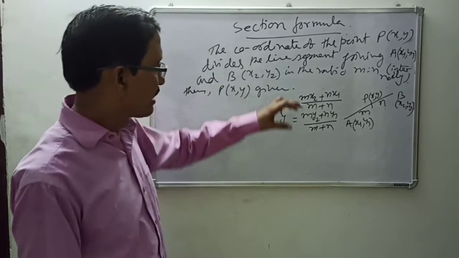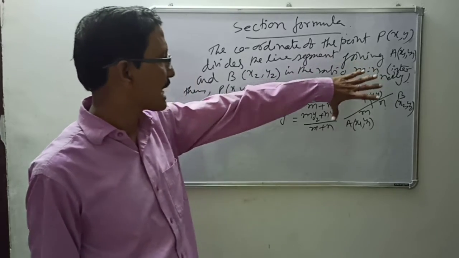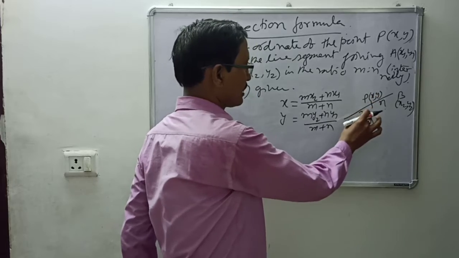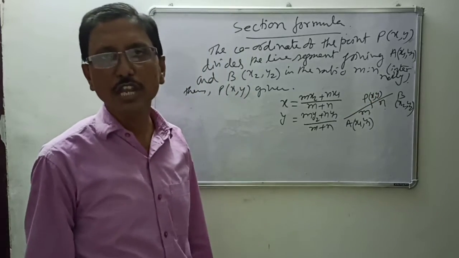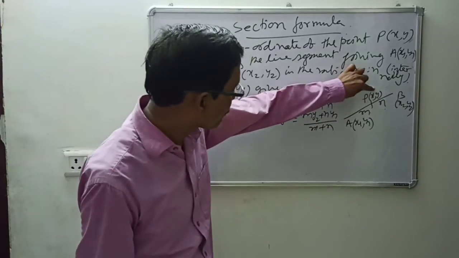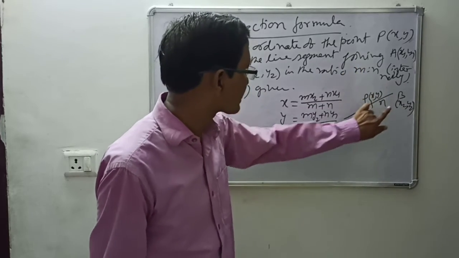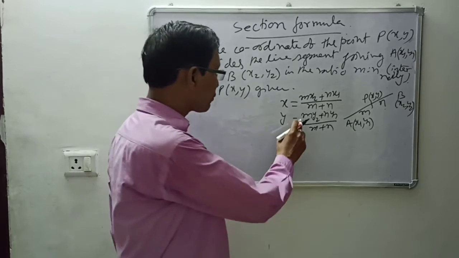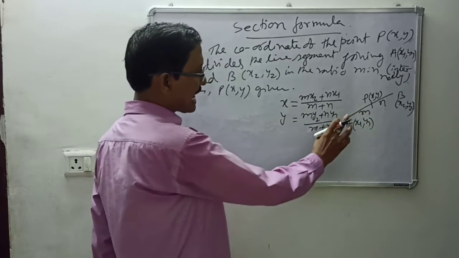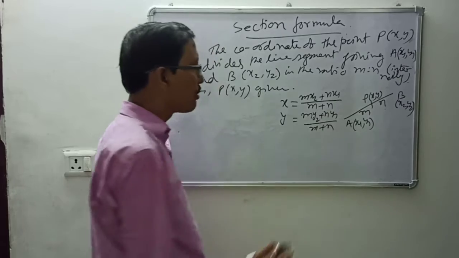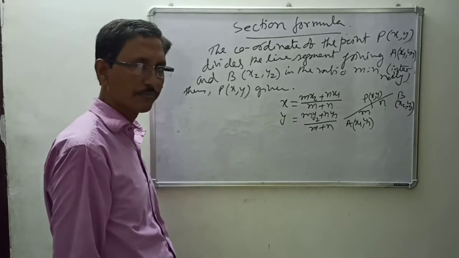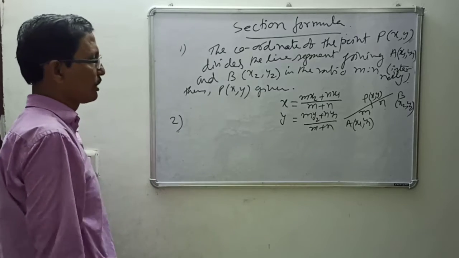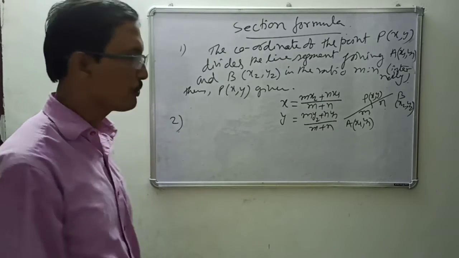Suppose anywhere in the middle of the line segment AB, it may be here, that is (x, y), which divides AB in the ratio m is to n. Then x will be (mx2 plus nx1) by (m plus n), and the second one, y equal to (my2 plus ny1) divided by (m plus n). So the first one you got, and from there you can get the second one.